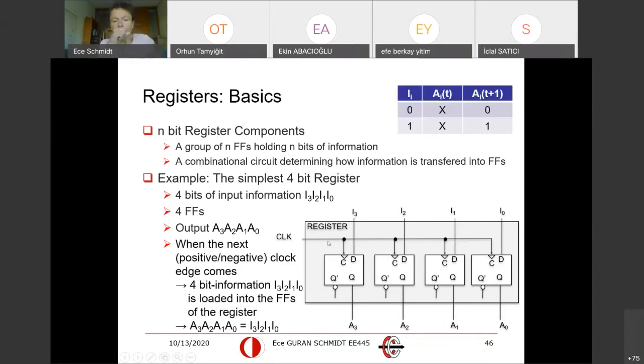Now, for this very simple implementation, there is pretty much no control. So when the clock hits, whatever you have, this I0, I1, I2, I3 at time t, they will appear at A0 to A3 at time t plus 1.